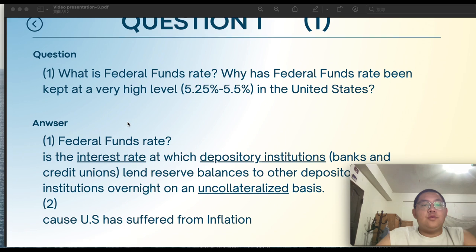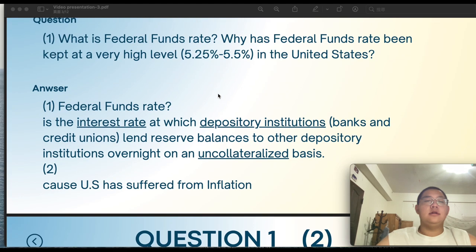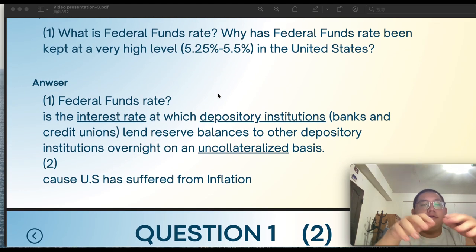The first question is, what is the federal funds rate, and why is the federal funds rate being kept at a very high level in the United States? So the answer is, the federal funds rate is an interest rate at which depository institutions such as banks and credit unions lend reserve balances to other depository institutions overnight on an uncollateralized basis. So why has the federal funds rate been kept at a very high level? Because the US has still suffered from inflation.